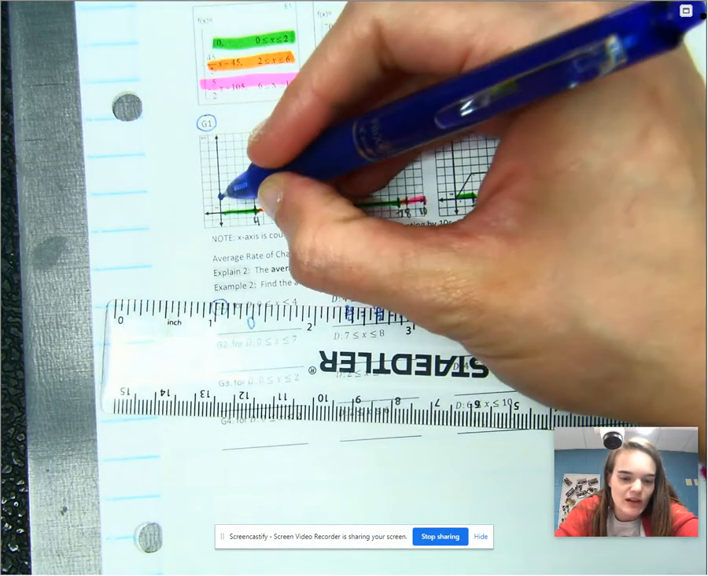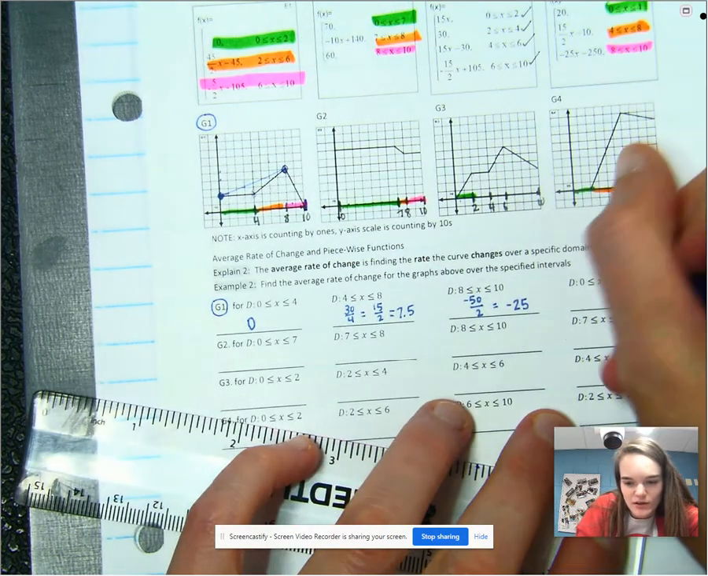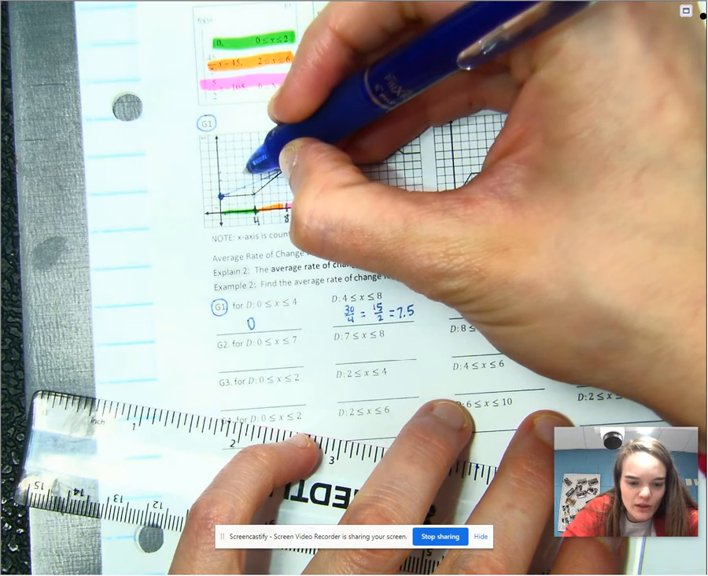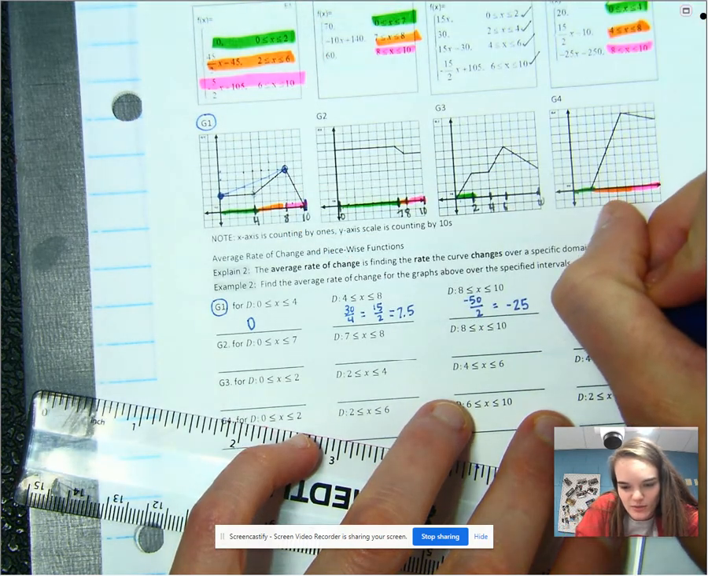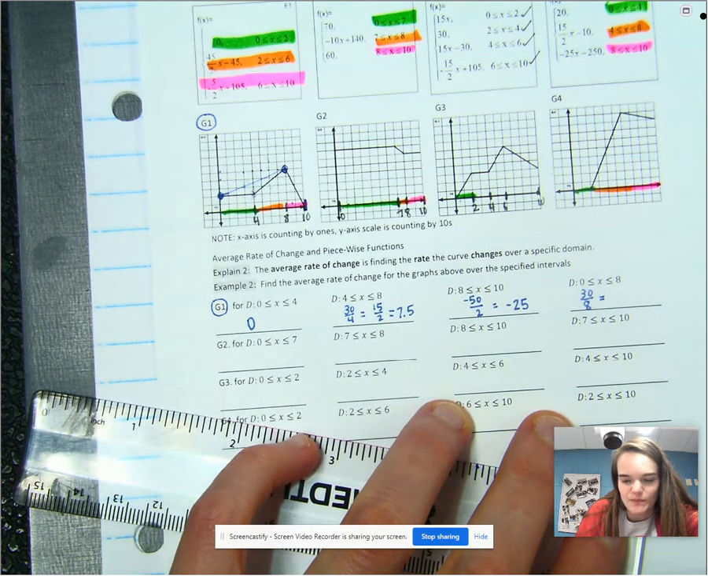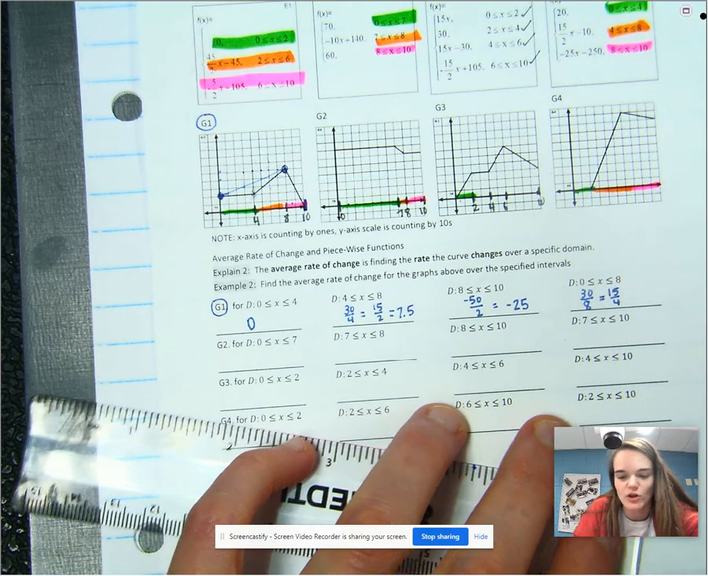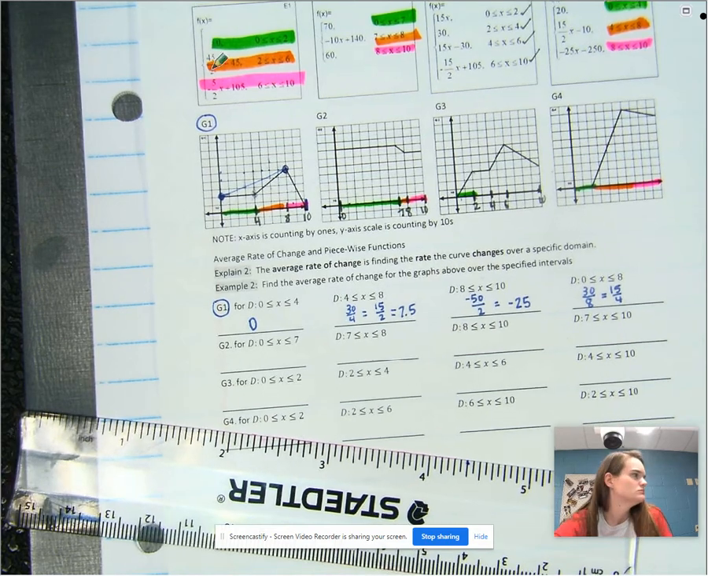So from 0 to 8, it went up 10, 20, 30. Over 1, 2, 3, 4, 5, 6, 7, 8. 30 divided by 8. You could reduce, that's 15 over 4. You could also get a decimal if you wanted one. I don't have a calculator on me. 15, I should probably do it in my head. Is it 3.75? I better check.